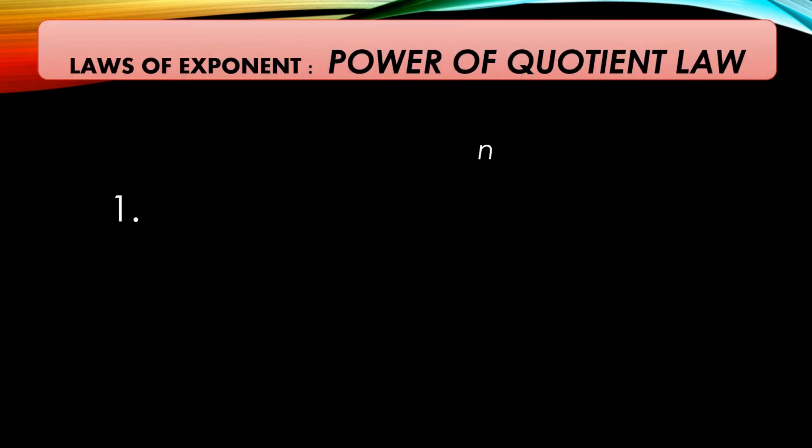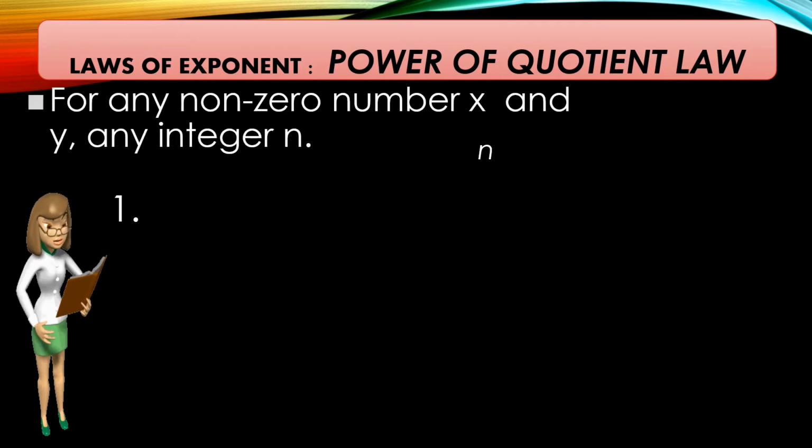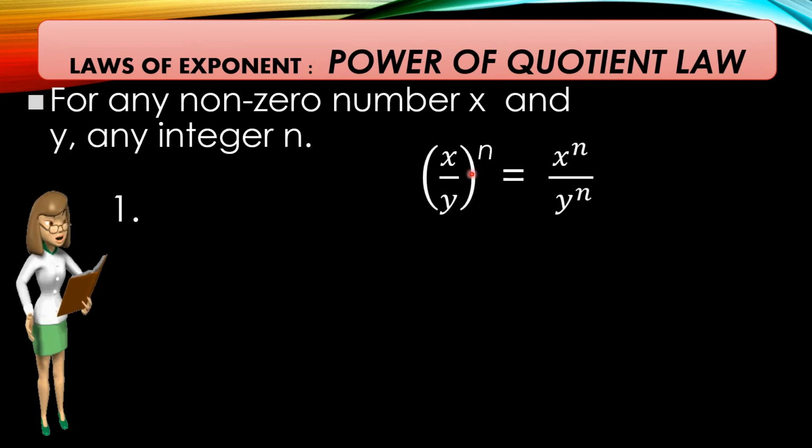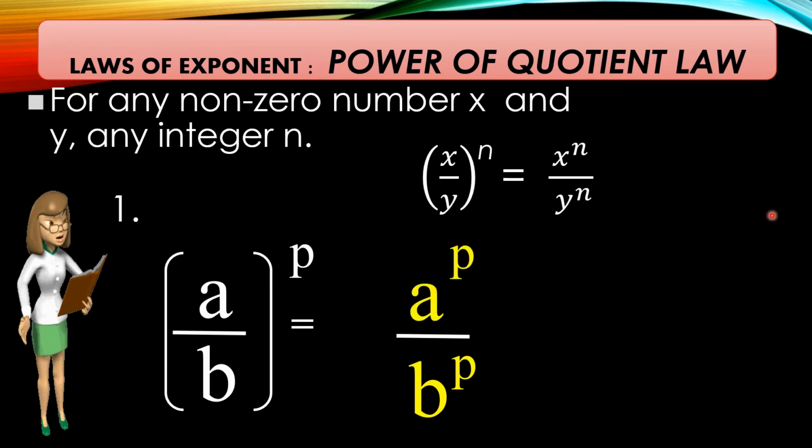Okay, our last law of exponent is the power of a quotient law. And what is that? For any non-zero numbers x and y, and any integer n, we have x over y, quantity raised to n, is equal to x raised to n over y raised to n. So distribute the exponent to the numerator and to the denominator. Sample, a over b, quantity raised to p, is equal to, distribute, so a raised to p over b raised to p. And that is the answer.